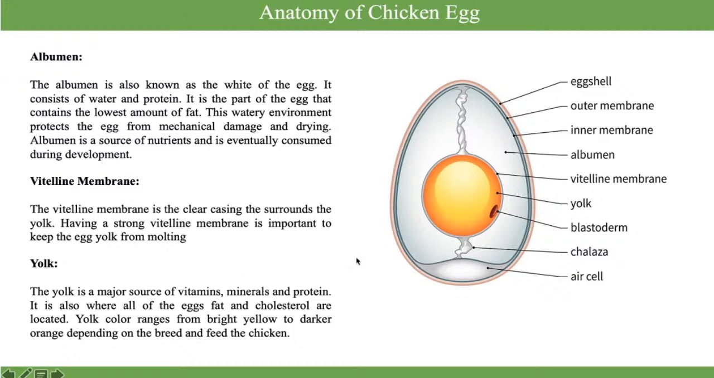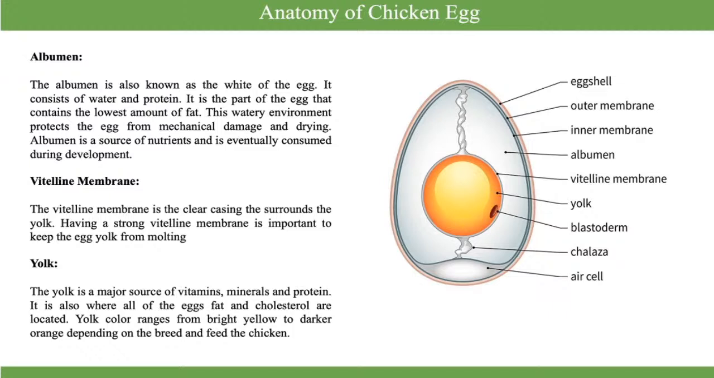So next is yolk. Now what is yolk? It is actually the major source of vitamins, minerals and proteins. So you can say that it is a place where the egg's fat and cholesterol are located. Now egg yolk comes in different colors. It has a range of colors, from bright yellow to darker orange.